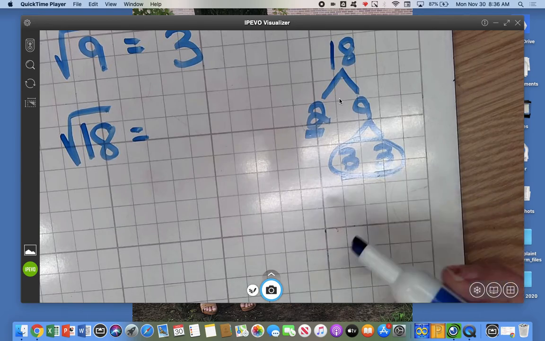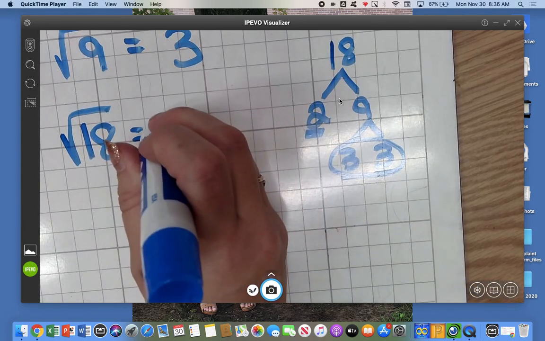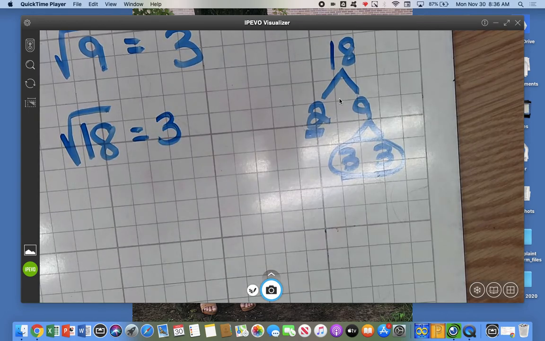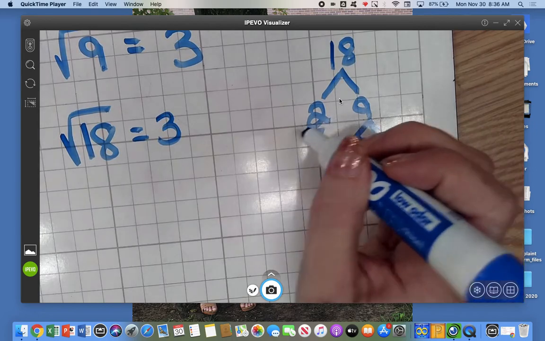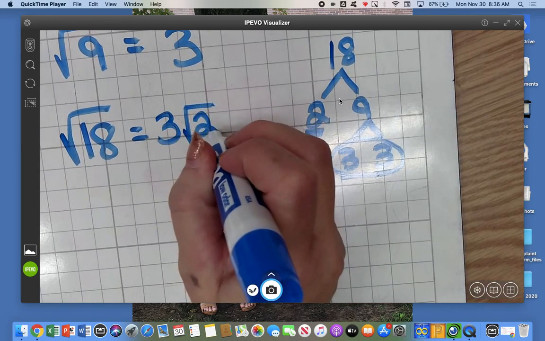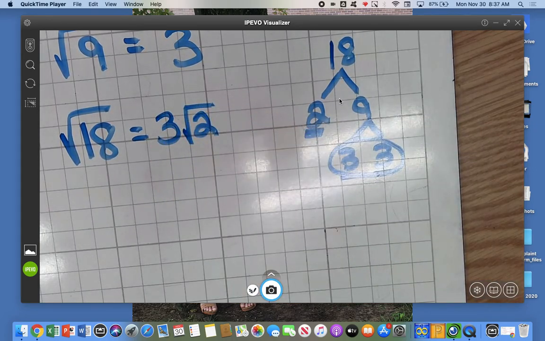All right, so 3 times 3 is 9. What's the square root of 9? 3. Pairs become a 3 on the outside. Do you guys remember what to do with the leftover? You put it in the radical.